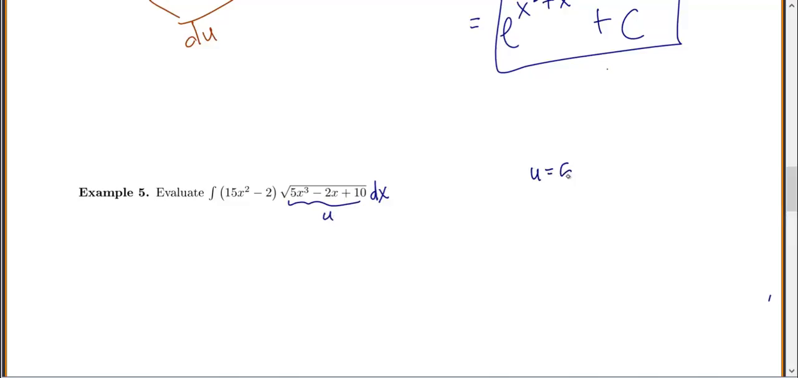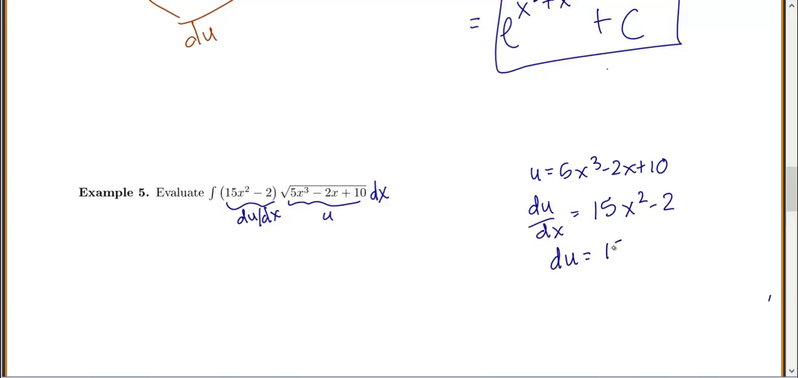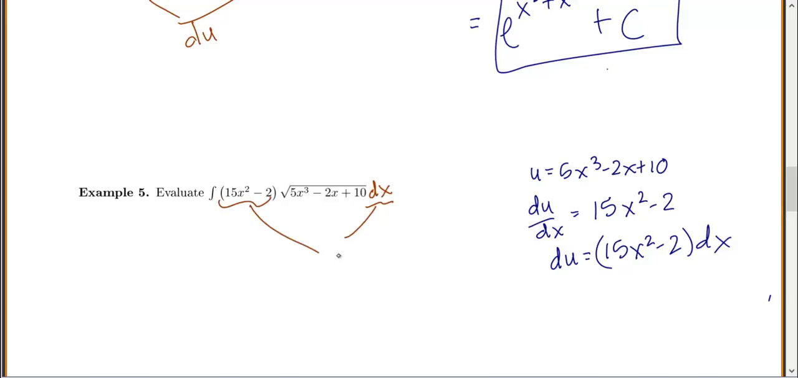So if u equals 5x cubed minus 2x plus 10, then the derivative of u would be 15x squared minus 2. And notice, there it is right there. Or du is 15x squared minus 2 dx. So let's make sure we've got all this right. So we had the dx is supposed to be there at the end. So this 15x squared minus 2 and this dx together give me du, and everything inside the square root is my u.